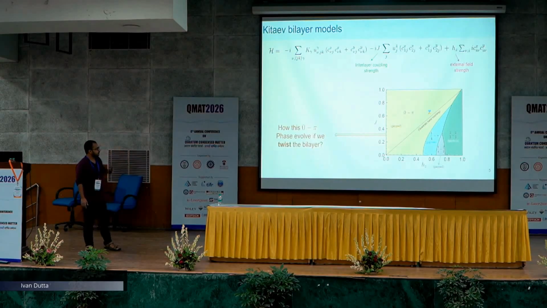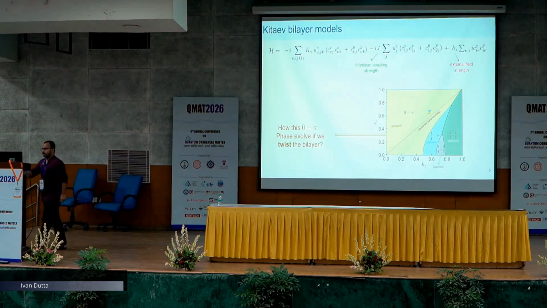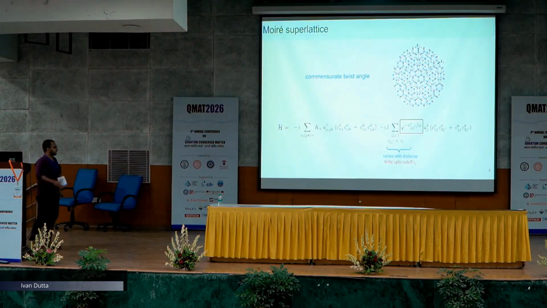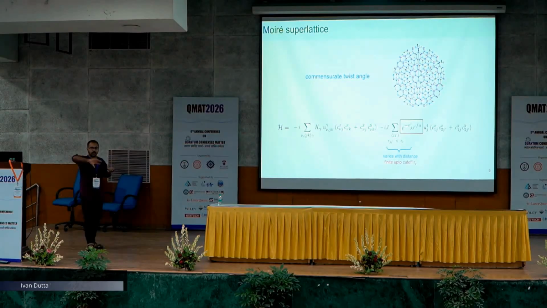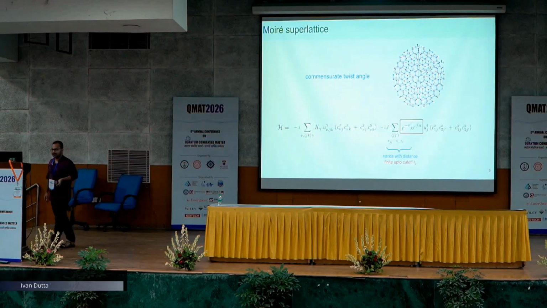We have seen that this is a 0-pi sector, and now how does this 0-pi phase evolve if we twist these bilayers? Now if we twist these bilayers, the intralayer part is still the same, but the interlayer will change. And how will it change? At each and every site the interlayer bond distance will vary, and as the bond length increases, the coupling strength decreases, and we modeled it by an exponential function where r is the lateral shift.